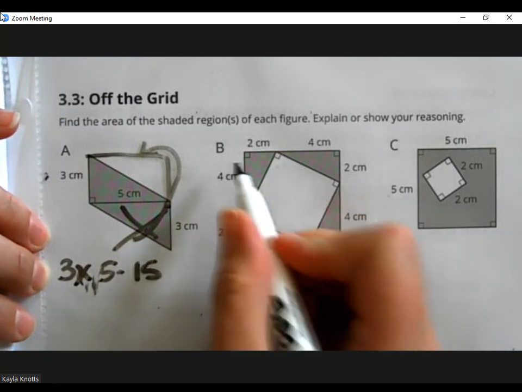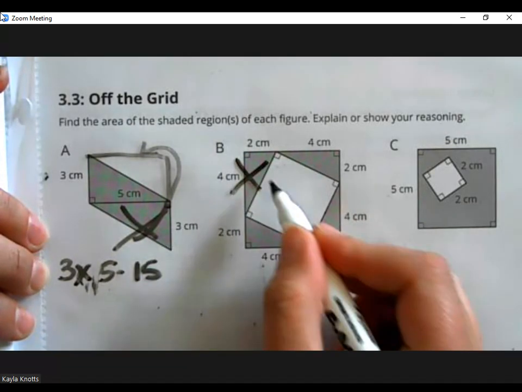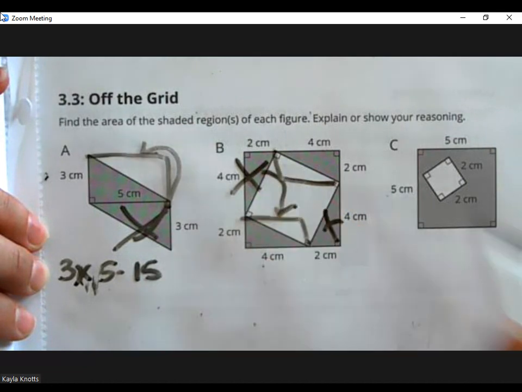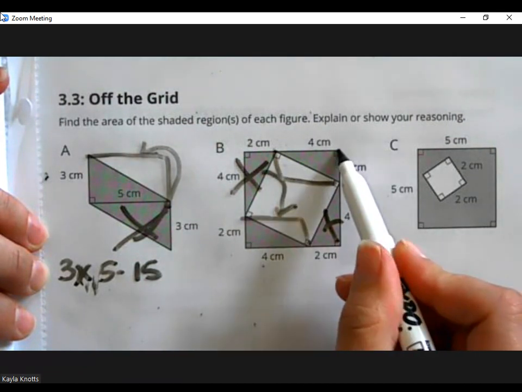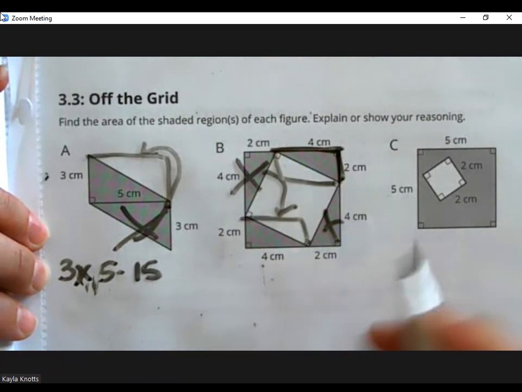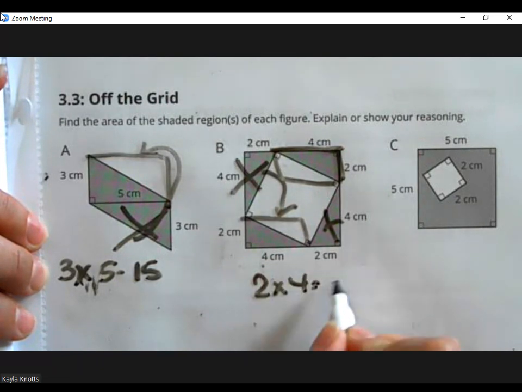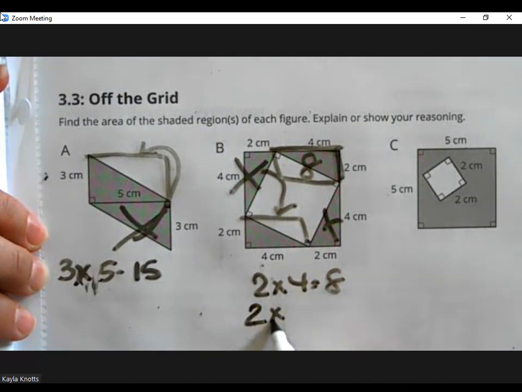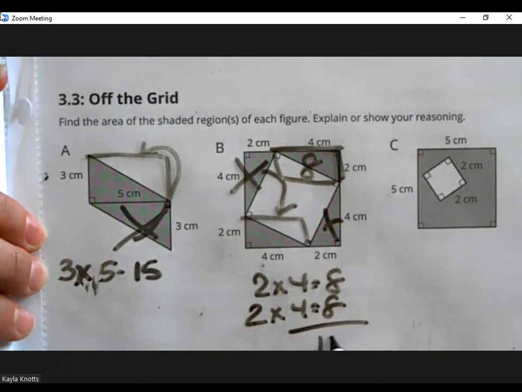Okay, I'm going to rearrange my triangle, so get rid of this one and put it down here. Get rid of this one and put it up here. My triangles have a length of 4 and a width of 2. So 2 times 4 is 8. That means this one's worth 8. But I have 2 of those. So my answer is 16.